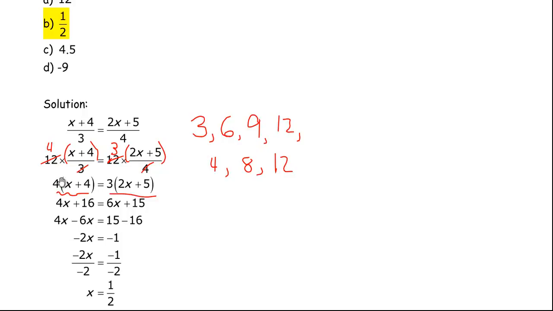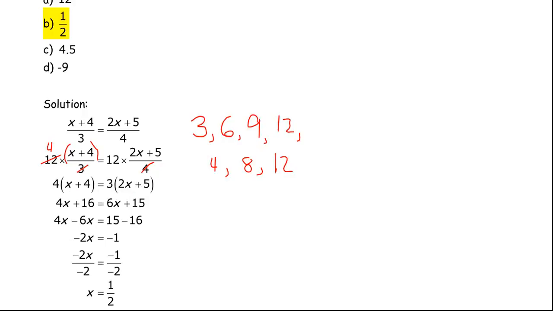Now I want to distribute the 4 into this set of brackets and the 3 in here. So 4 times x is 4x, 4 times 4 is 16. Don't forget to multiply the 4 by both terms. Same over here, the 3 multiplies by the 2x to give us 6x, and 3 multiplies by the 5 to give you 15.